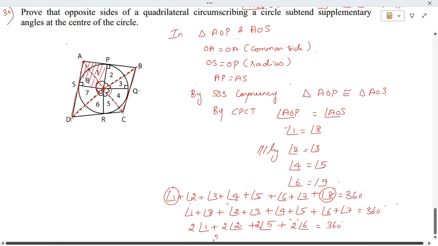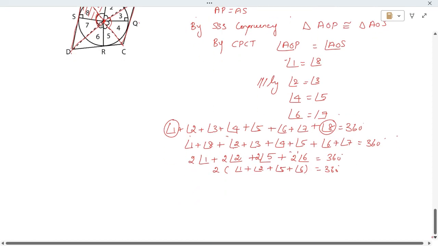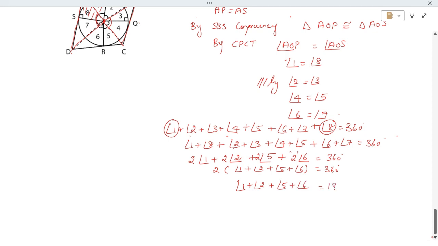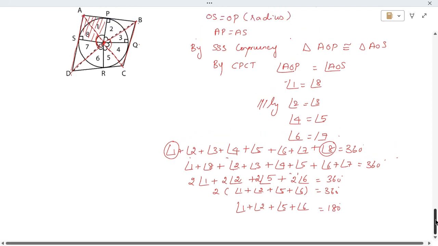So I'm just taking 2 commonly outside, so I will get angle 1 plus angle 2 plus angle 5 plus angle 6 equal to 360. So transpose to the other side. So you will get angle 1 plus angle 2 plus angle 5 plus angle 6 equal to 360 by 2, that is 180 degree, isn't it?